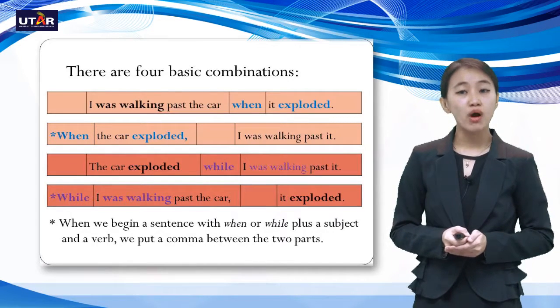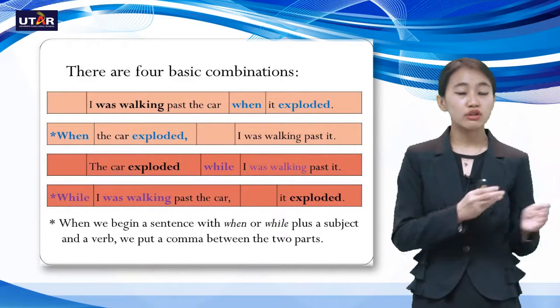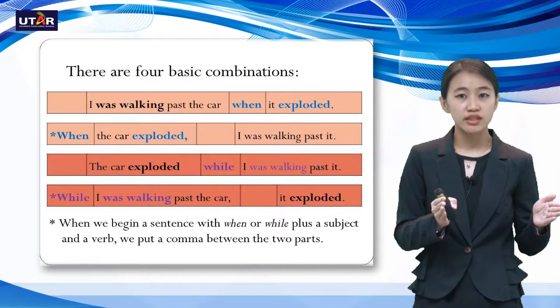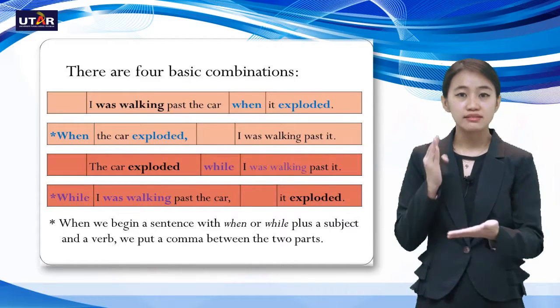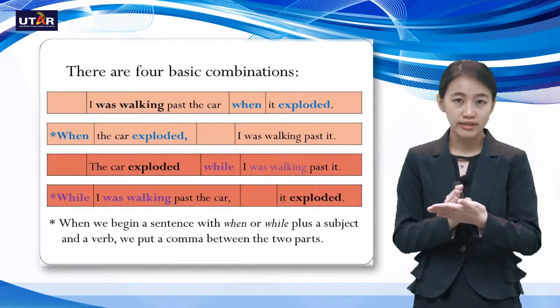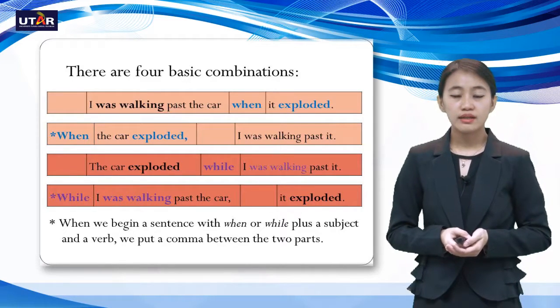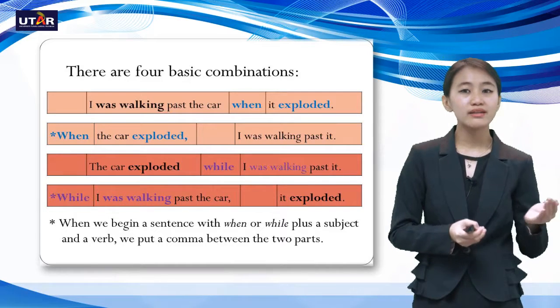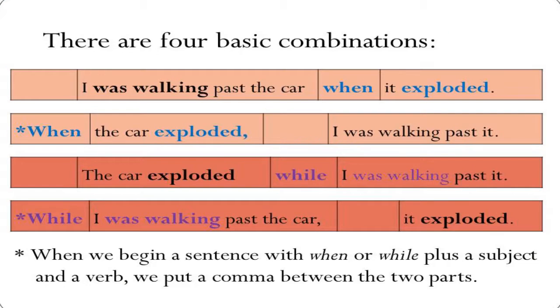First, I was walking past the car when it exploded. So here the long action is I was walking past the car. So walking, and then something interrupts, which is the explosion. Since I'm using the word when, of course it is followed by the past simple. Then I can start it at the beginning: when the car exploded, I was walking past it. So here, when you look at the sentence structure, after when, it is followed by a simple past.